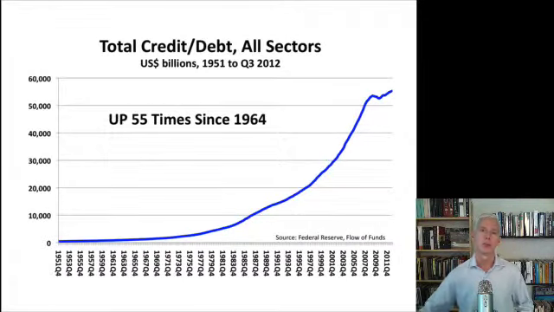Now, in this chart, it shows total credit or total debt. Debt and credit are two sides of the same coin. One person's debt is another person's asset. So, going back to 1951, up until the present. Now, notice that in 1964, total credit first went through $1 trillion. And since that time, it's expanded from $1 trillion. Well, by 2007, it had expanded 50-fold, from 1 trillion to 50 trillion in just 43 years.